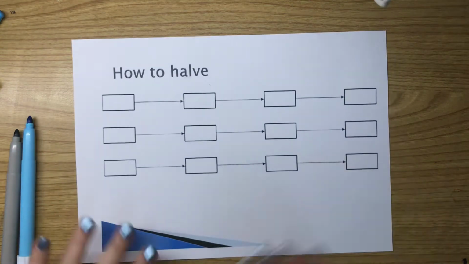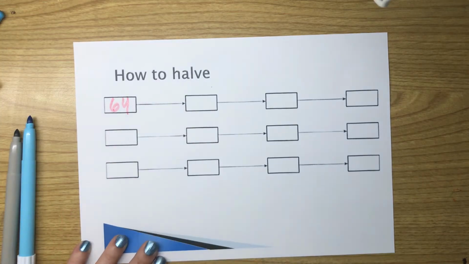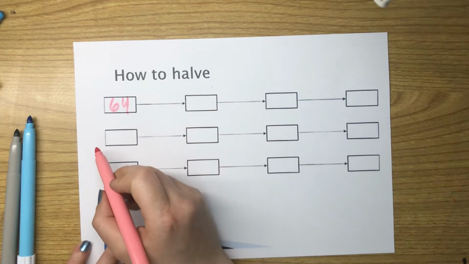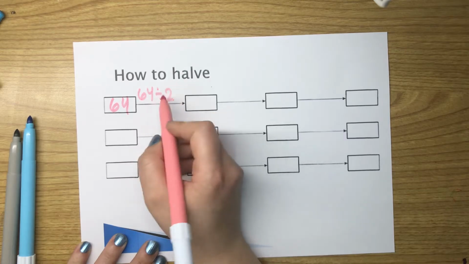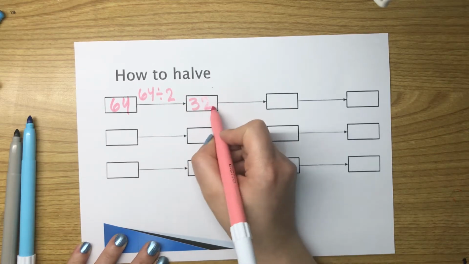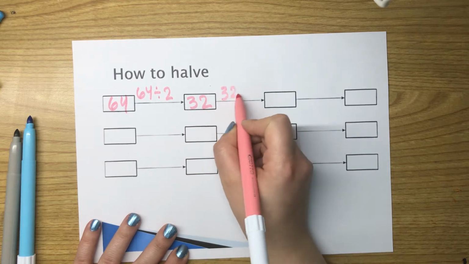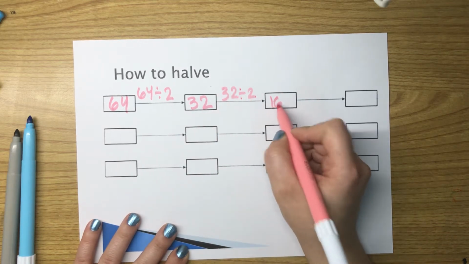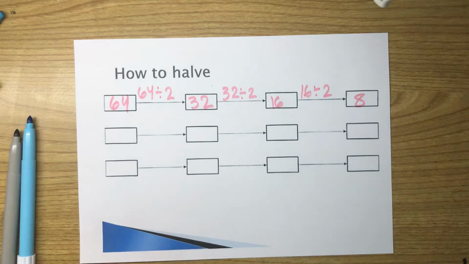Okay, how to halve. What's the half of 64? 64 divided by 2. 6 divided by 2 is 3. 4 divided by 2 is 2. What is half of 32? That means 32 divided by 2 equals 16. Half of 16, 16 divided by 2 equals 8.